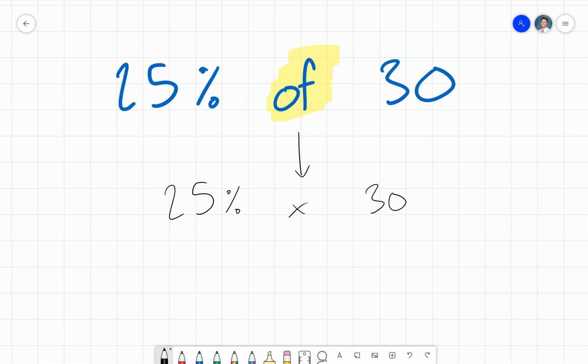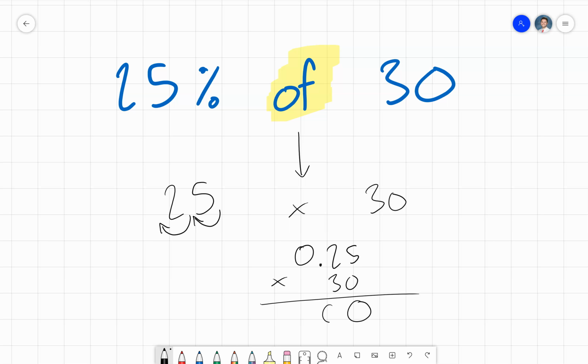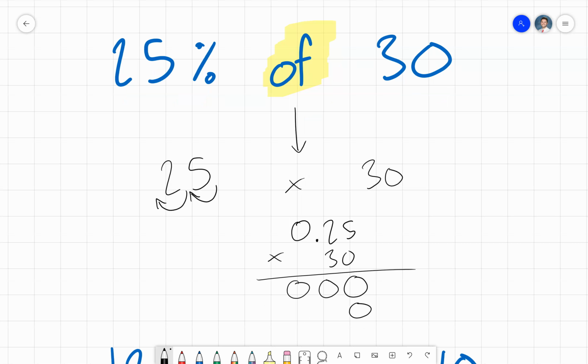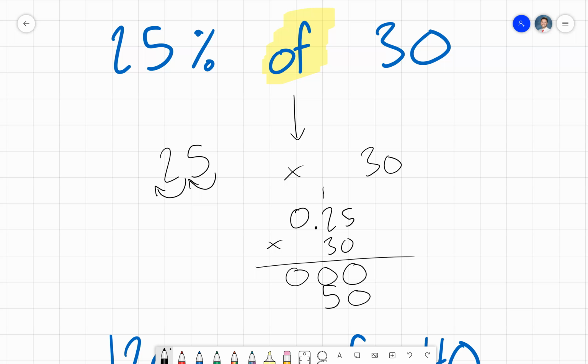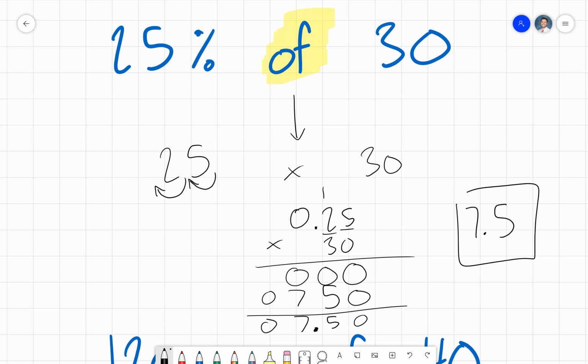And then again, we will always just turn this percent either into a decimal or a fraction. I always think it's most straightforward just to turn it into a decimal. So 25% becomes 0.25, and then we can multiply. And with 2 decimal places, we can see that we get 7.5. So 25% of 30 is 7.5. Let's try another one.